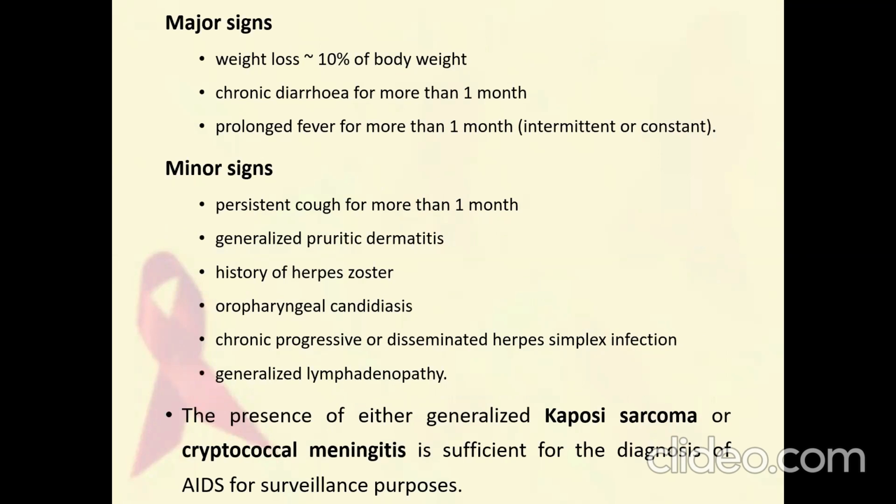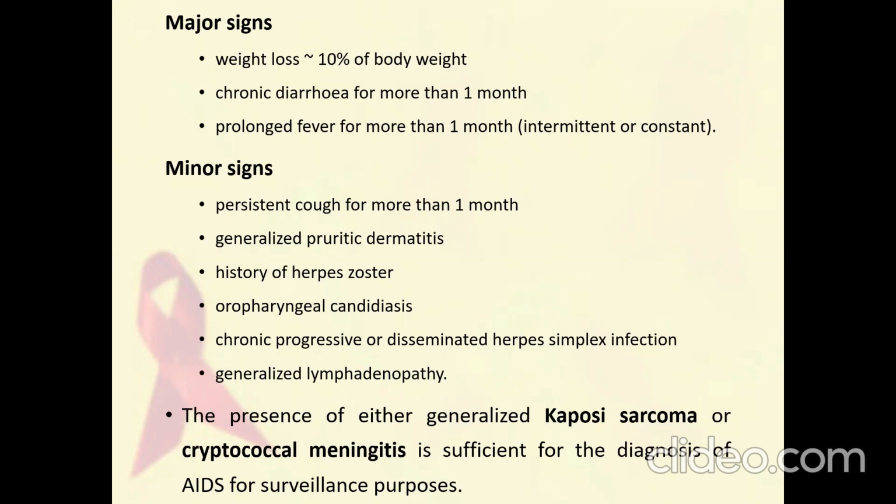What are the major and minor signs? First is major sign, weight loss, approximately 10% of body weight, chronic diarrhea for more than 1 month, prolonged fever for more than 1 month. It can be intermittent or constant fever. So what are the major signs to diagnose clinically AIDS?